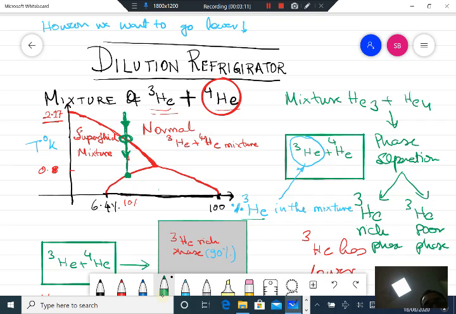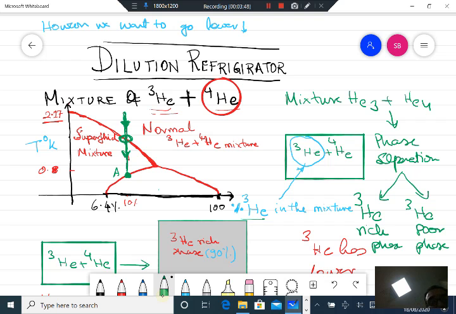Namely, earlier in this state you had a completely homogeneous mixture of helium-3, helium-4. But the moment you hit this point, let me call it point A, the helium-3 separates out, and it separates out into two separate phases. One is a helium-3 rich phase, which is mixed in helium-4, and a helium-3 poor phase, which is mixed in helium-4.